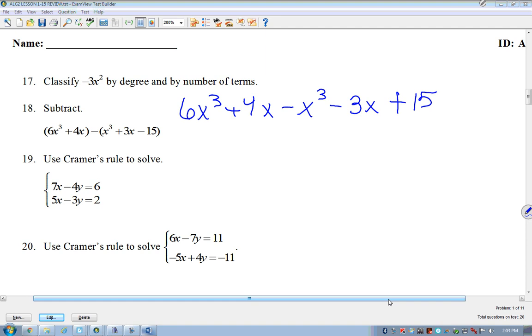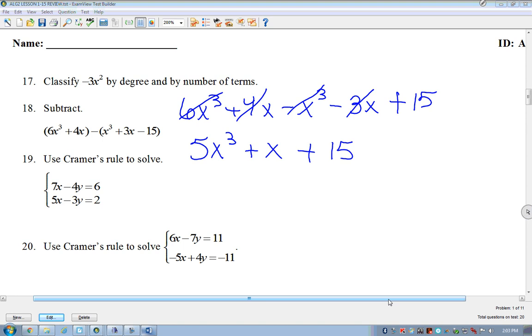What's my next step? Combine like terms. So I got 6x cubed and negative x cubed, which is 5x cubed. I don't have any x squared, so I got 4x and negative 3x, so plus 1x, or plus x, plus 15, right? That answer will work. Any questions there? Do not forget to distribute.